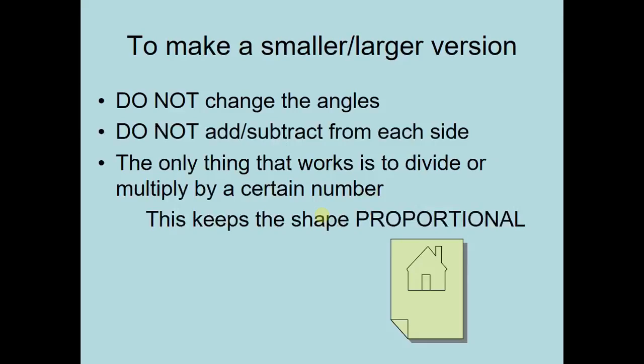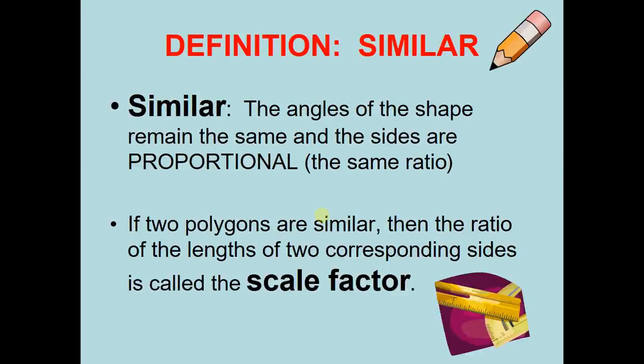So to make a smaller or larger version, nothing changes in the angles. You don't add or subtract from each side. The only thing that works is to divide or multiply by a certain number, so you are keeping the sides proportional to one another. If I send something through the copier, it's not going to look extremely out of whack from what it was originally. It's going to look relatively the same, even if I increase it by 500%. It's going to look like the same picture I sent through the copier.